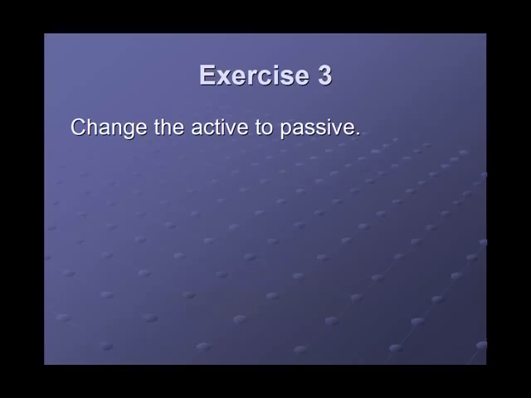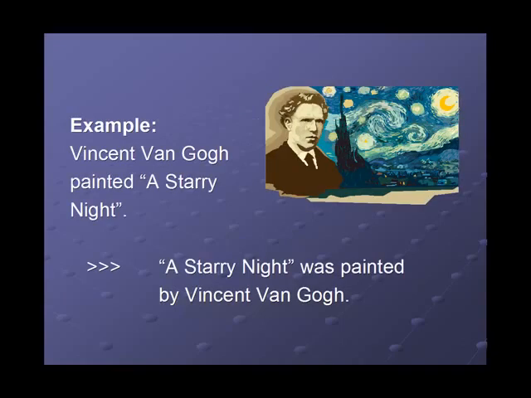Exercise 3. Let's practice working with different verb tenses. Change the active to passive. Example: Vincent van Gogh painted a starry night. And when we change it, it becomes: a starry night was painted by Vincent van Gogh. The active verb was painted. The passive verb was painted.